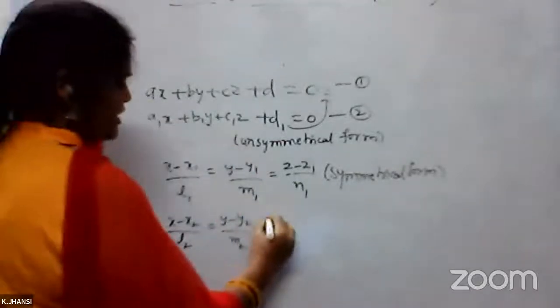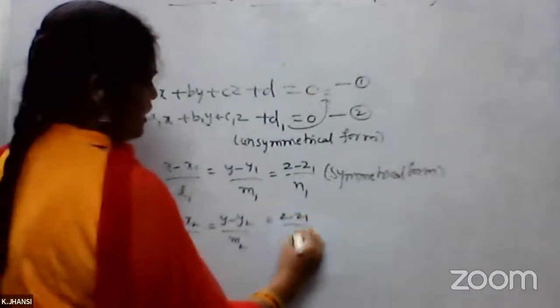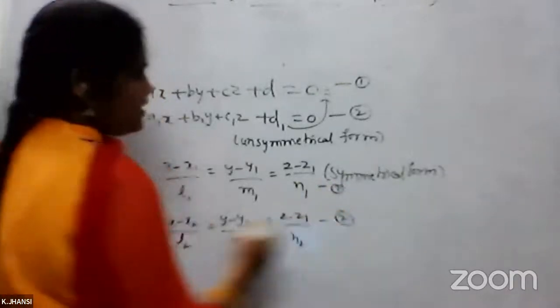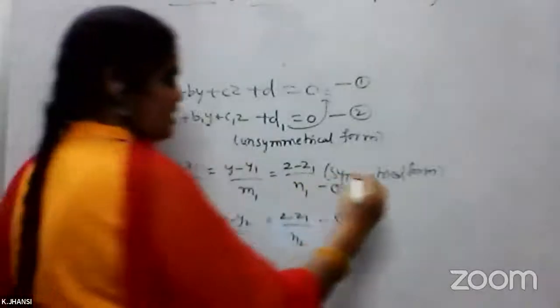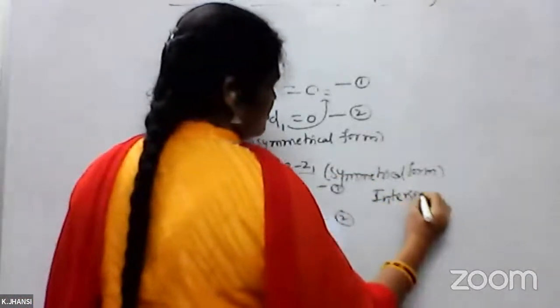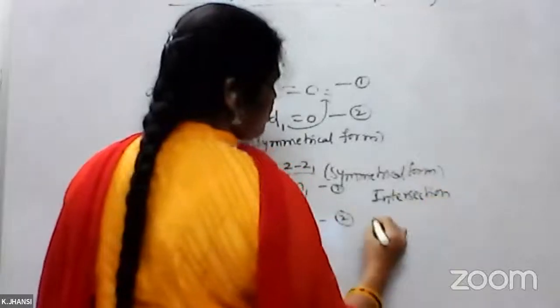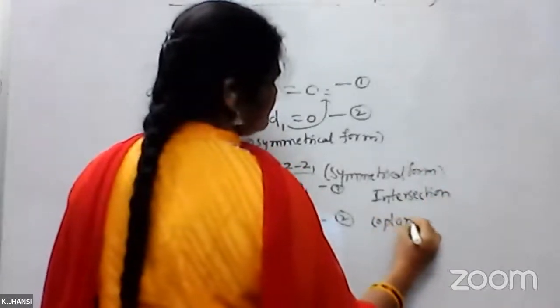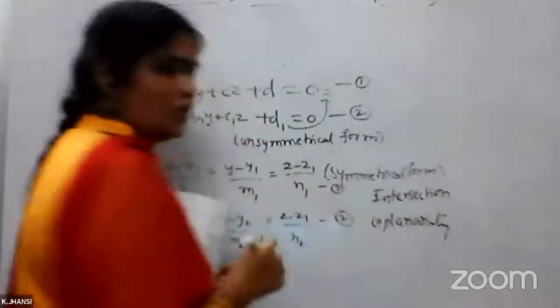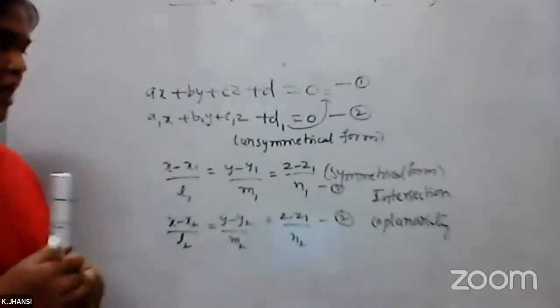It is equal to z minus z1 by n2. So this is one line equation. This is another line equation. One thing is whether they are intersecting, intersection or coplanarity. So these two are related to each other, so the same formula you will have.